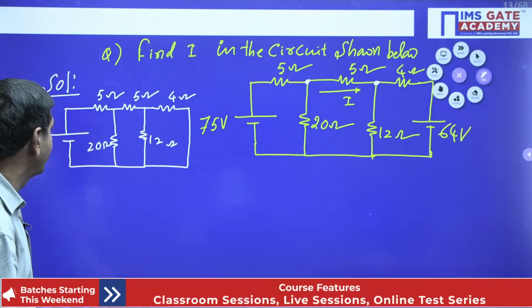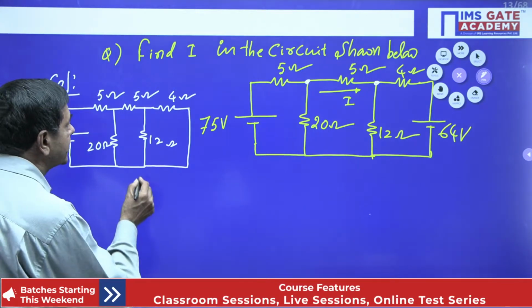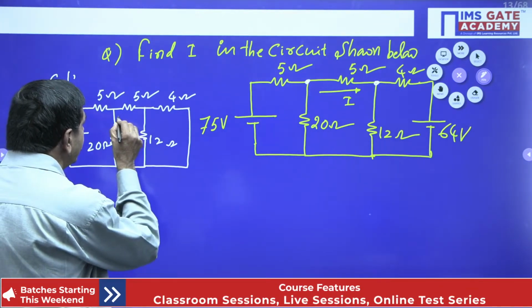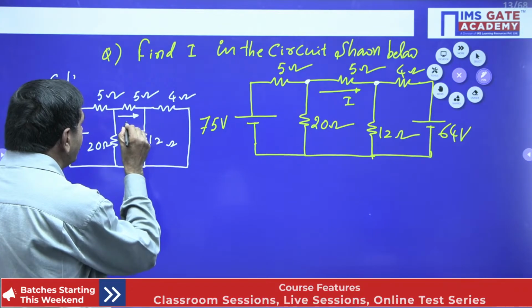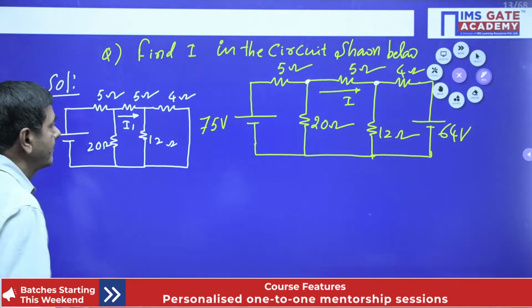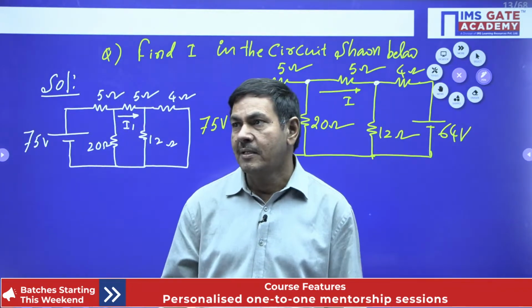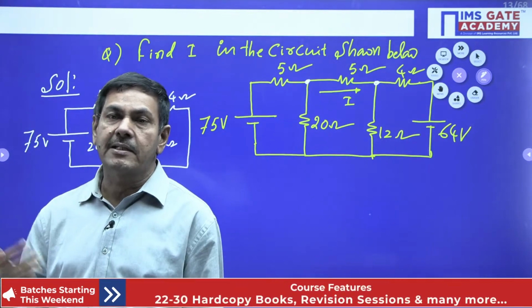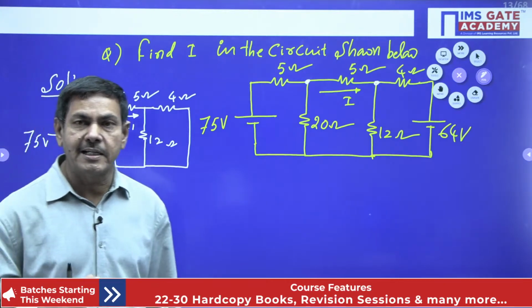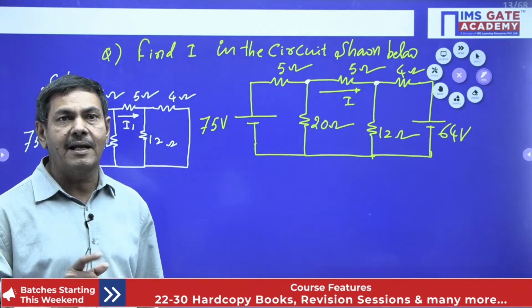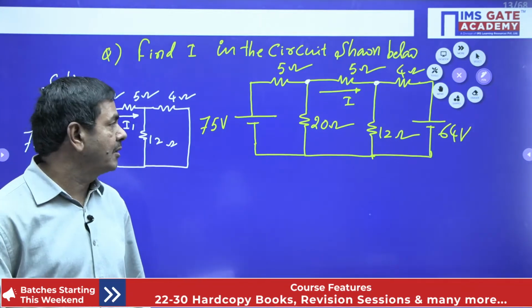Understand my point now. In this case, how can I measure this current I? This current I want to take as I1. But I have already done two questions. What I did then: by simplifying the networks, I calculated the net current, the total current. By using the current divider formula, I calculated the required current.